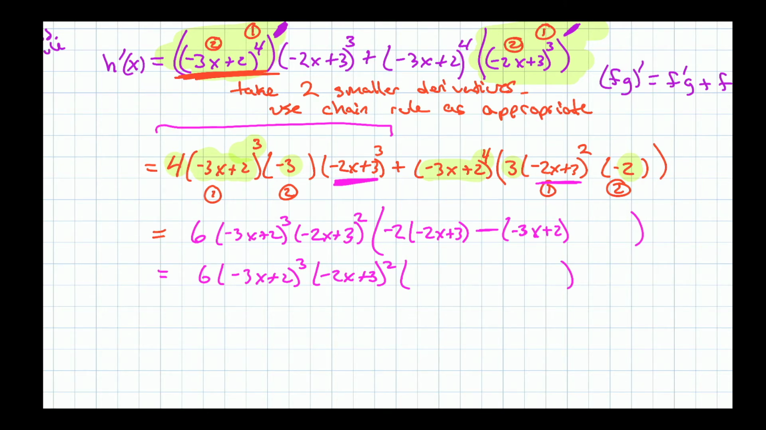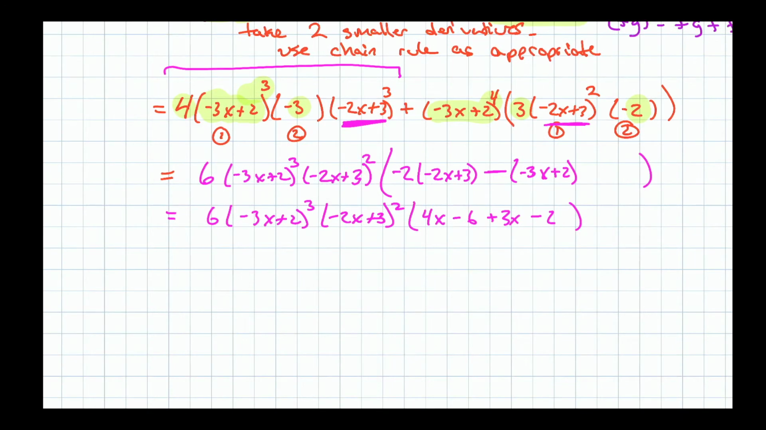Okay, so what do I have? Negative 2 times negative 2x, that's 4x. Negative 2 times 3, that's negative 6. Then I have minus minus 3x, that's plus 3x. And then minus 2, which is minus 2. So I have 6 times negative 3x plus 2 cubed, negative 2x plus 3 squared. And then here I have 4x plus 3x, which is 7x, minus 8.